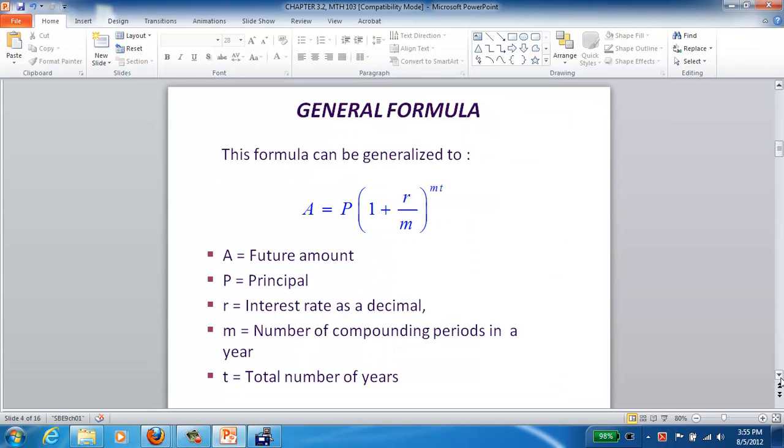This is going to be the general formula. Again, A is the future value, P is the principal, R is the rate, T is the time. The main difference is the M, the number of compounding periods in a year. So if it's semi-annually, M is going to be equal to 2. If it is monthly, M is going to be equal to 12. If it's weekly, M is going to be equal to 52. And if it's quarterly, M is going to be equal to 4.